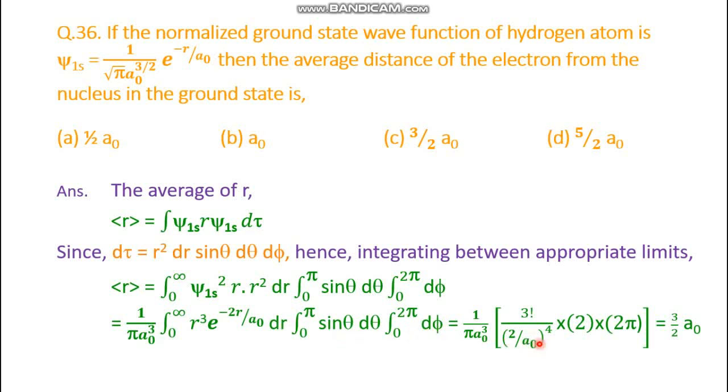Then finally the result of the integration is, this is the radial part, this is the theta part, and this is the phi part, and overall it is 3 by 2 a0. So the correct answer is 3 by 2 a0. So option C is the correct answer.